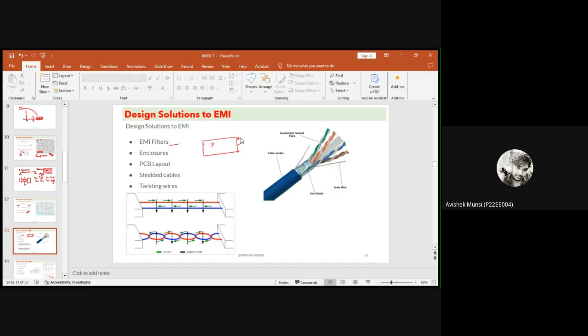Okay. Next is shielded cable. We can use shielded cable, where no EMI is introduced due to the shield. Another option is twisted cable. Since the wires are twisted in nature, the fields basically cancel out and it reduces the EMI. So these are the possible solutions for EMI reduction.